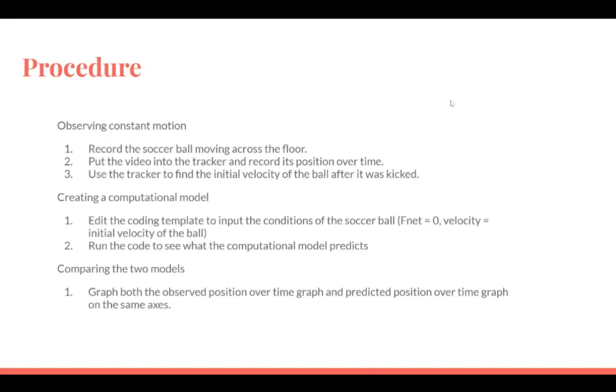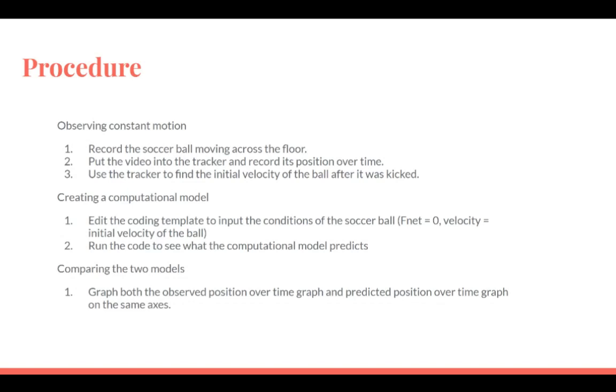So the procedure. First, I'm going to be observing the constant motion of a soccer ball. I'm going to put the soccer ball on the ground, put the camera on the ground, and record the soccer ball moving across the camera. I'm going to use that video and put it into a tracker. I'm going to mark the position of the ball per frame. Then I'm going to use the tracker to find the initial velocity of the ball after it was kicked. Then I'm going to be creating a computational model.